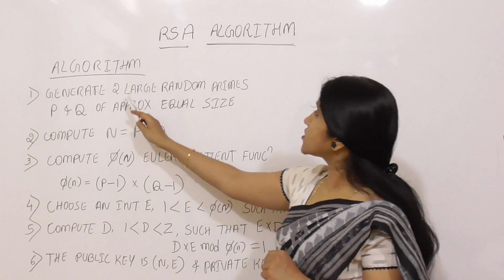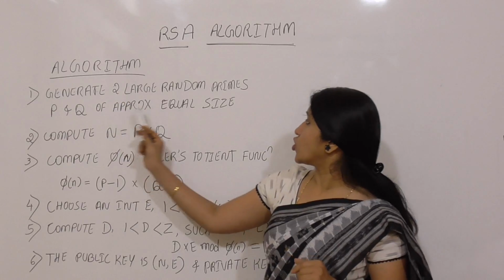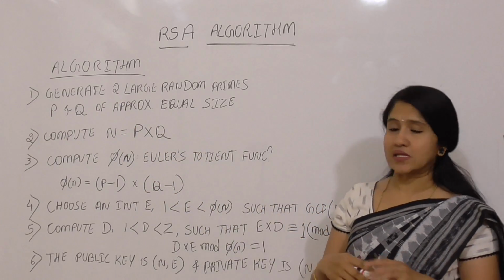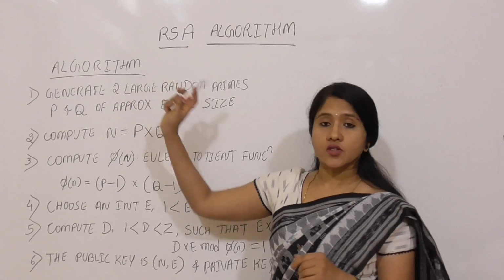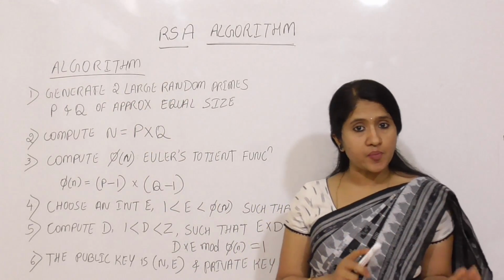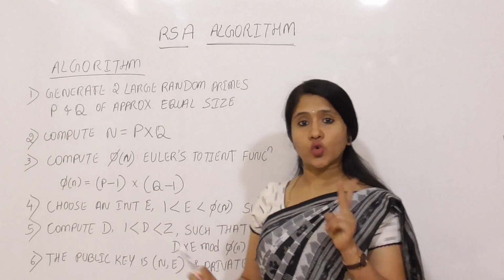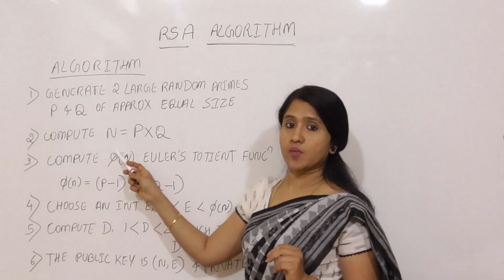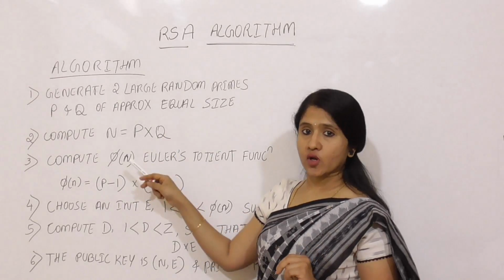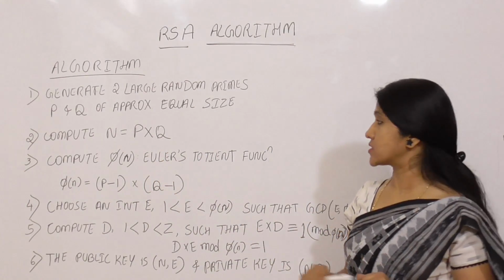First step, generate two large random primes, P and Q, of approximately equal size. So what does it mean? We are generating two large random prime numbers, which we name P and Q. Then, in the second step, we compute N. N is nothing but the product of P and Q, the two prime numbers.